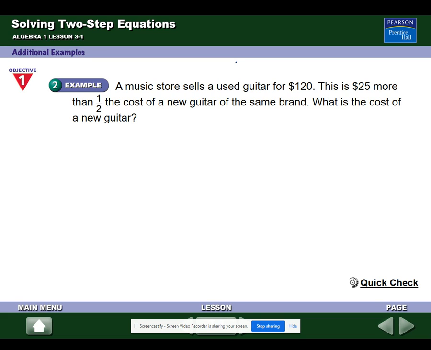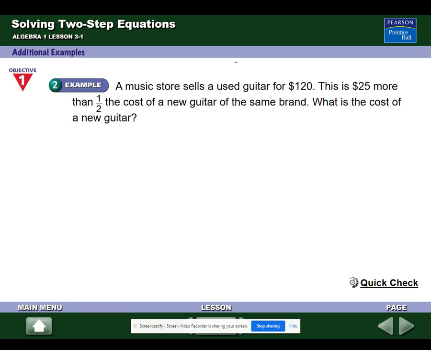This says a music store sells a used guitar for $120. This is 25 more than half the cost of a new guitar of the same brand. What is the cost of the new guitar? Okay, so now we need to write an equation based on this situation, and then we'll solve our own equation.